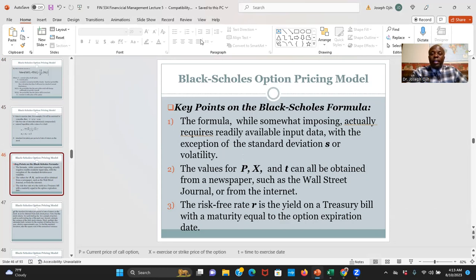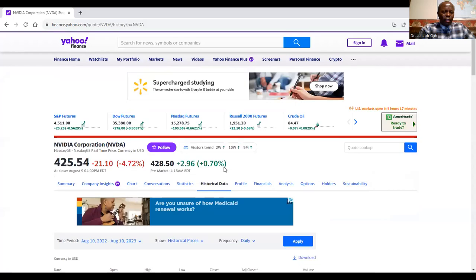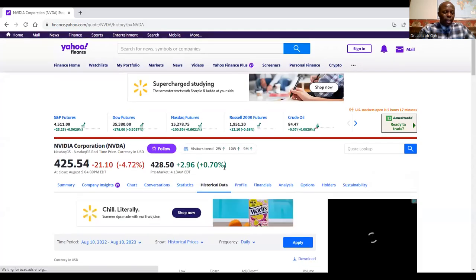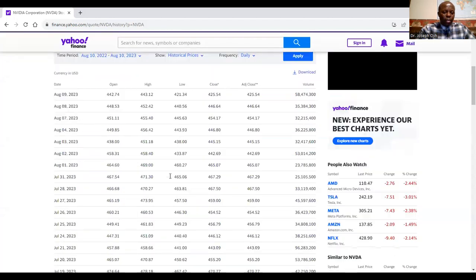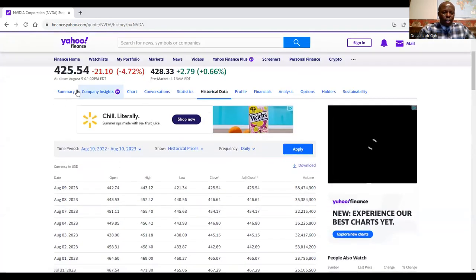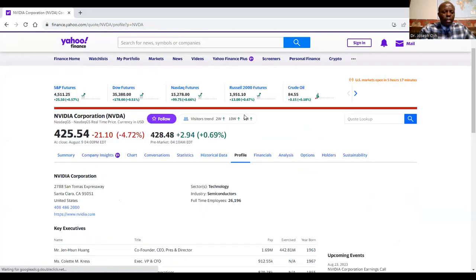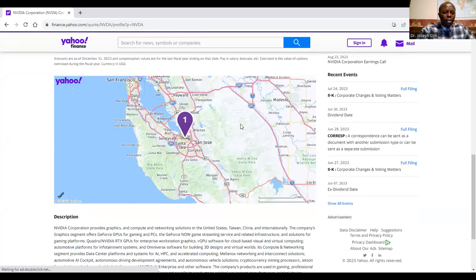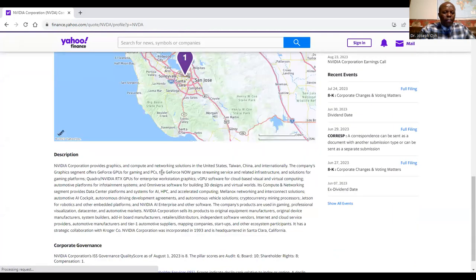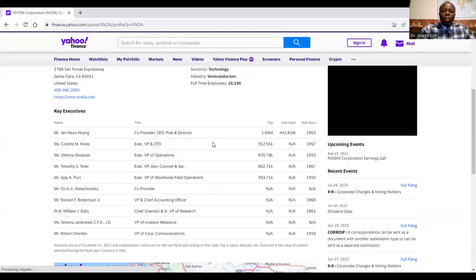Let me show you from the internet where you can get P, X, and T. Again, I'll take you to Yahoo Finance, and we are using NVIDIA. I think it's a pharmaceutical company. Let me see. Give me 1 minute. I'm going to get the company profile. Yes, NVIDIA provides graphics, computing and networking solutions. Okay, it has to do with IT. Good. It's an IT company.